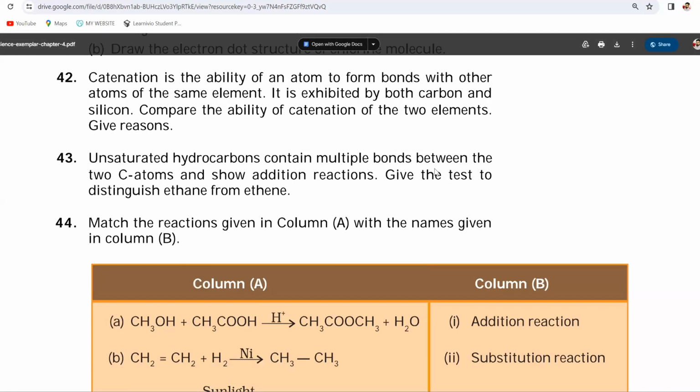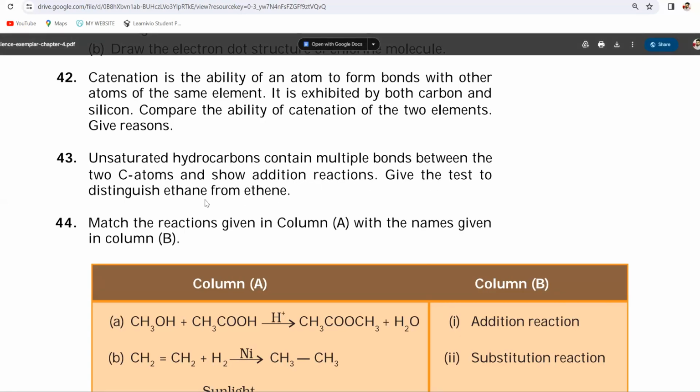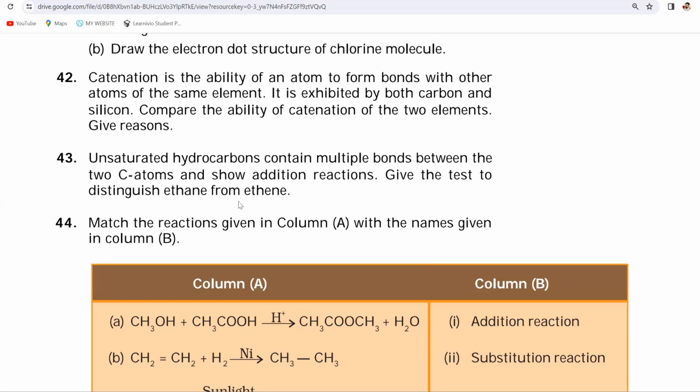Unsaturated hydrocarbons contain multiple bonds between two carbon atoms. Show that this is an addition reaction. Give a test to distinguish between ethane and ethene. Question number 43. Tell me first. How will you distinguish between ethane and ethene?